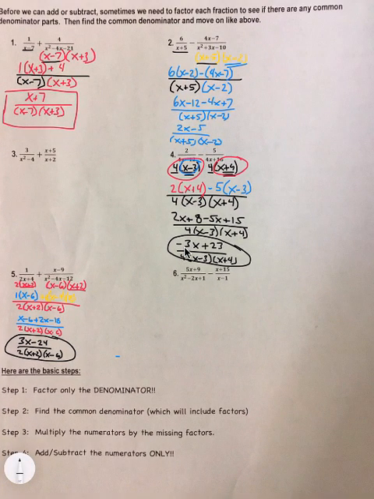So remember your basic steps. Factor only the denominator. Don't worry about the numerator. Find the common denominator, which will include factors. Multiply each numerator by the missing factors from its denominator. Add or subtract the numerators only.